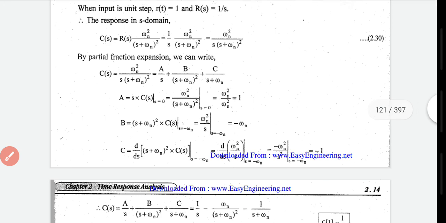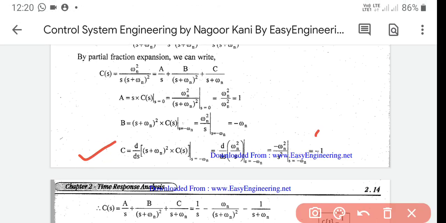And the third one, the C residue, is obtained by taking the differentiation of the second residue expression, that is d by ds of (s plus omega n) whole square into C(s), letting s equal to minus omega n. Now substitute the value of C(s) here: d by ds of (s plus omega n) whole square into omega n square by s into (s plus omega n) whole square. Here (s plus omega n) whole square gets cancelled. What is the final value? d by ds of omega n square by s, letting s equal to minus omega n.